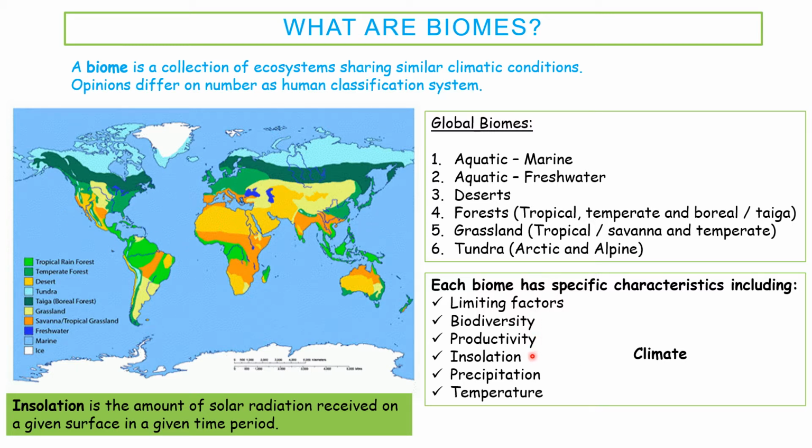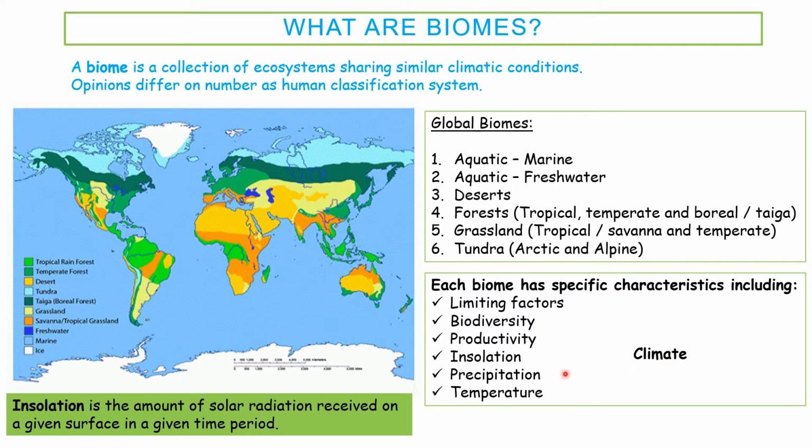You need to know what insolation is, and if you don't know what the term insolation means, then you need to look here. So the amount of solar radiation received on a given surface. So obviously the biomes around the equator will have much more insolation than others. That can then directly affect the climate there.